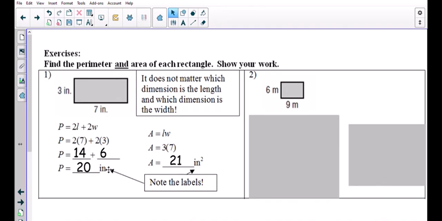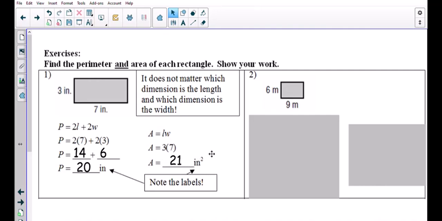It's just inches because we're looking at the distance around the outside. For the area, we're going to do length times width. Again, that's that shaded space inside. So take 3 times 7 or 7 times 3. It gets us an area of 21 inches squared.